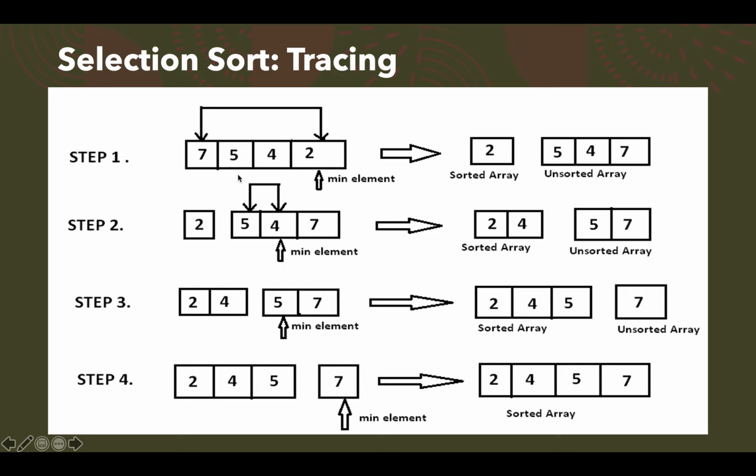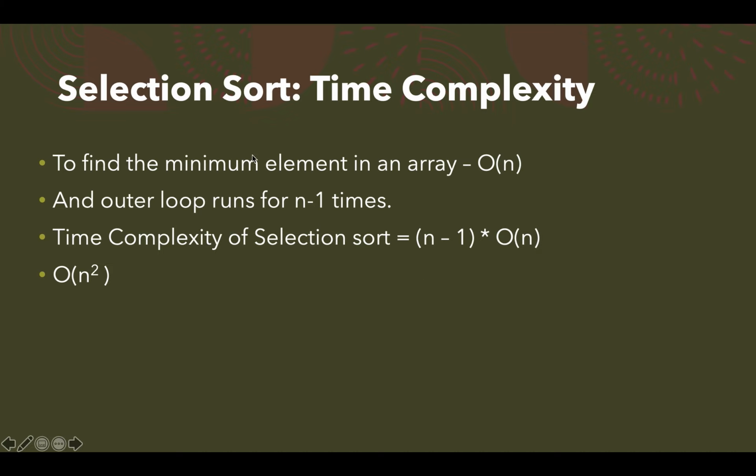To find the minimum element you are going to run the loop over the size of the array. In this case, the first time you executed it with a size of n, then you searched for the element in a size of 3, next you searched in a size of 2. Every time you find the minimum element, the time complexity of that is O of n, and the outer loop is running for all the elements. So n times O of n gives you the time complexity O of n square.